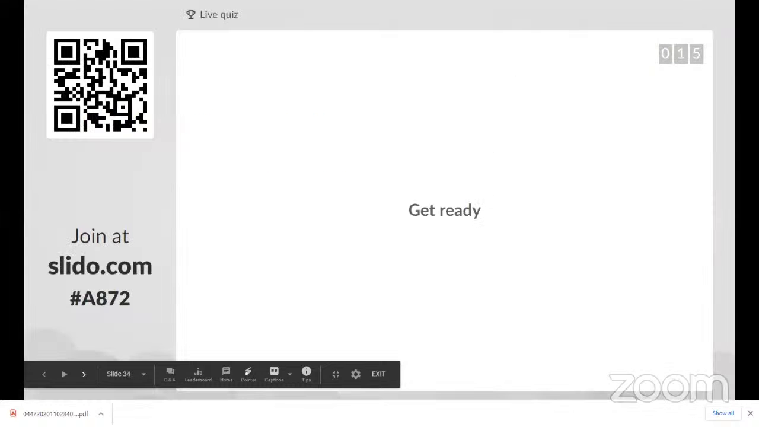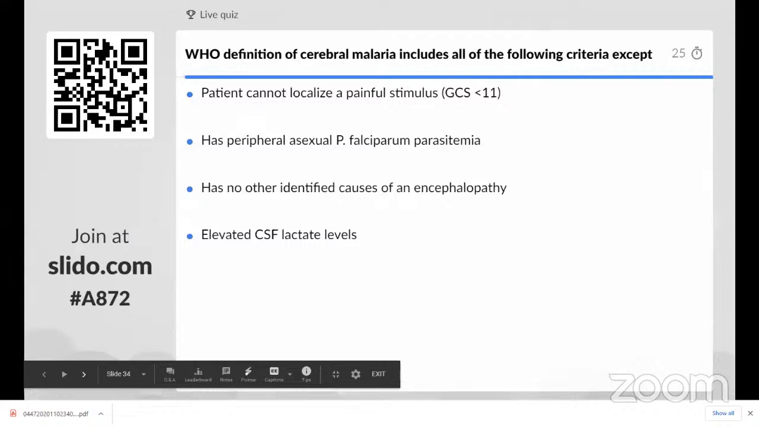One more question about cerebral malaria. The WHO definition of cerebral malaria includes all of the following criteria, except: patient who cannot localize to painful stimulus, so GCS is less than 11; has peripheral asexual falciparum parasitemia; there is no other identifiable cause of encephalopathy; or elevated CSF lactate levels. Please vote.